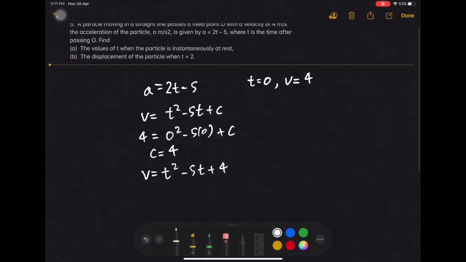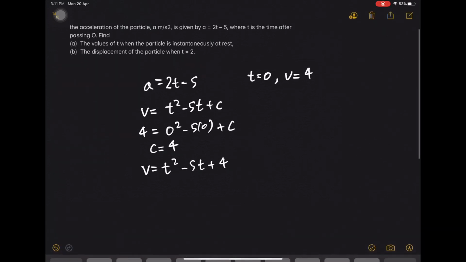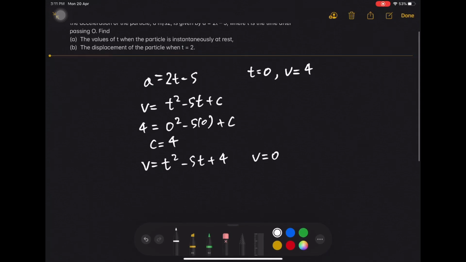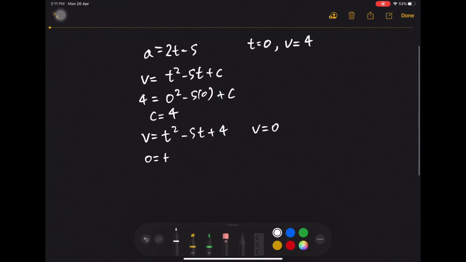But that's not the final answer, because we want to know the value of time when the particle is momentarily at rest. So when it is momentarily at rest, this means my velocity must be 0, right? So we're going to put that into the equation and find what my time is. To do that, solve this quadratic equation. Once you solve it, you get two values, 1 or 4. There's nothing wrong with this. This means that at 1 second, the velocity is 0, and at 4 seconds, the velocity is also 0.